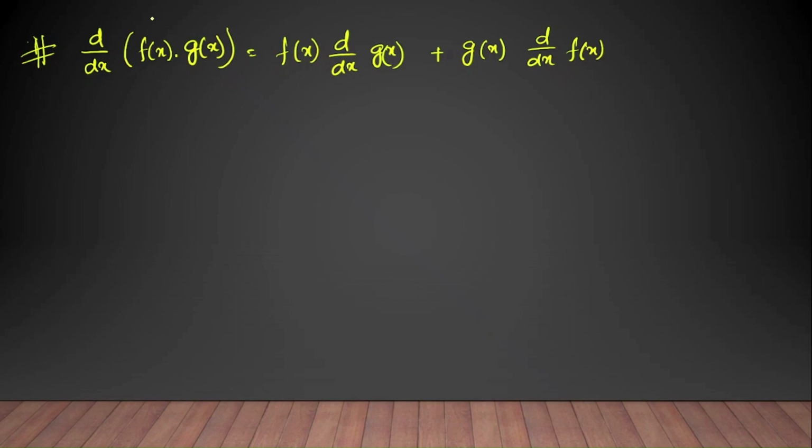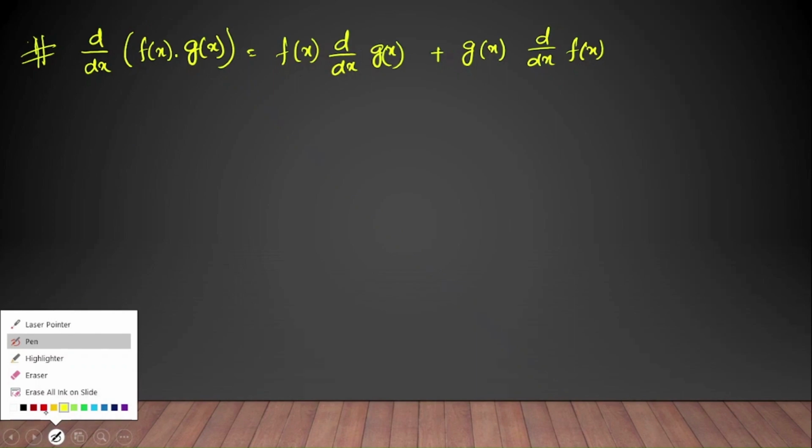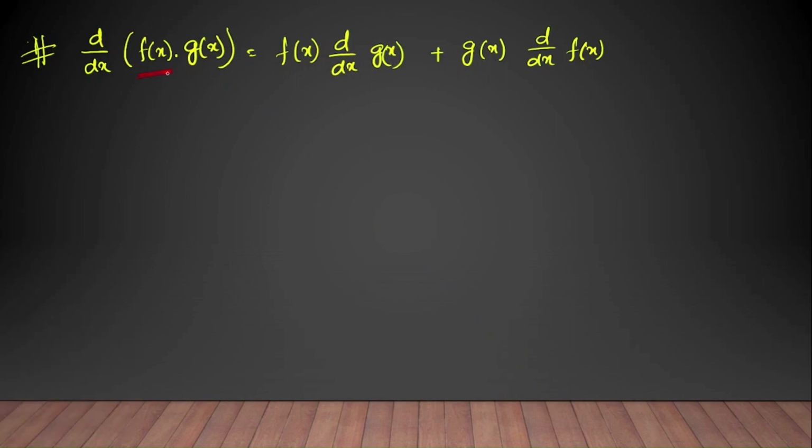First of all, in this scenario, we have to identify our first function and our second function. We identify this as our first function, and this is our second function. So the whole derivative will look like first into derivative of second, plus second into derivative of first. I think you should understand from this. This is the main scenario.